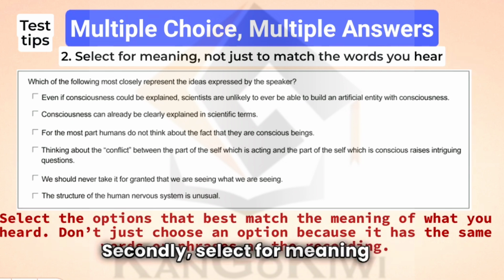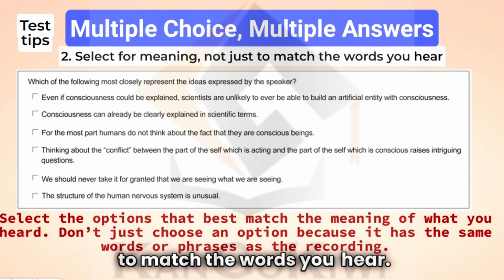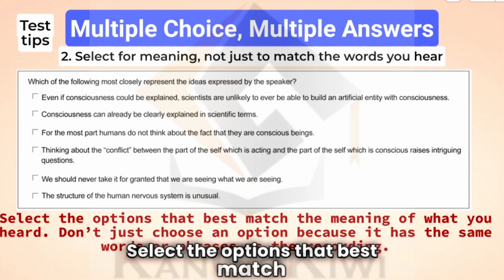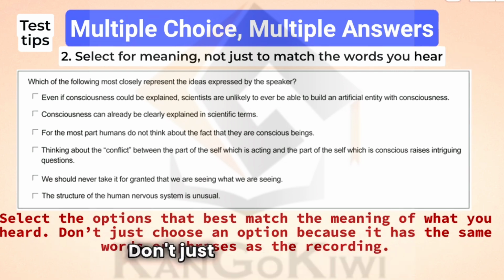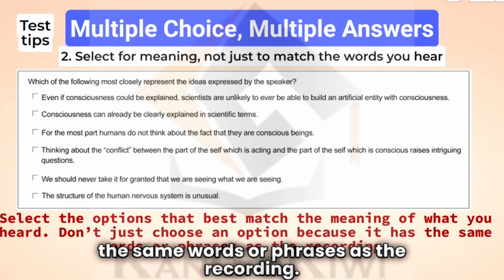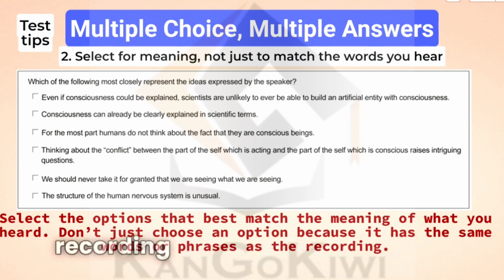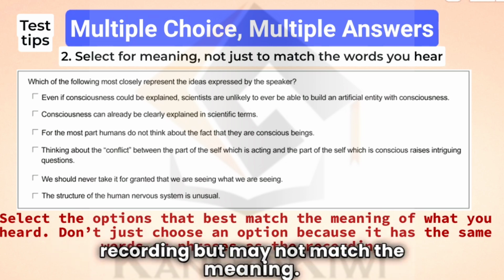Secondly, select for meaning, not just to match the words you hear. Select the options that best match the meaning of what you heard. Don't just choose an option because it has the same words or phrases as the recording. Several options may use words from the recording, but may not match the meaning.